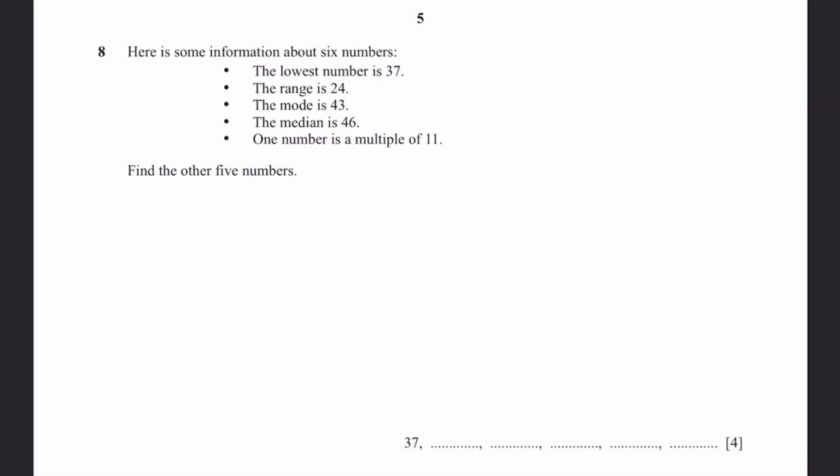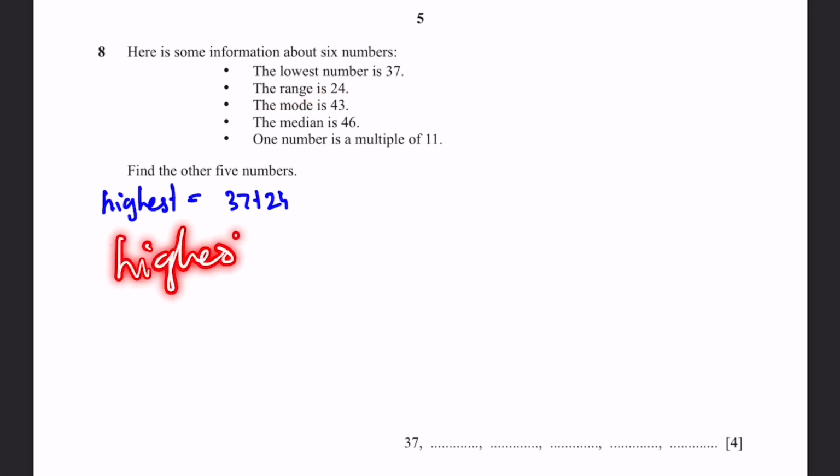Question 8. Here's info about 6 numbers. The lowest number is 37, the range is 24, the mode is 43, median is 46. One number is a multiple of 11. Find the other 5 numbers. So if the lowest number is 37, that means the highest number is equal to 37 plus 24, because the range is 24. That is the highest minus lowest. So highest is 37 plus 24, 61. So we have one number there.